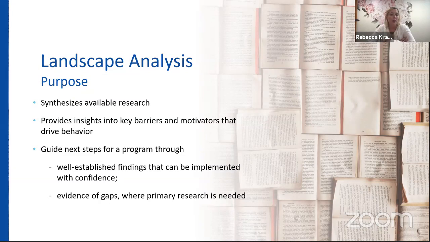So for example, we might find out that there's some well-established findings and no more research needs to be done. We can implement those things right away. But it also might show us that there's gaps in research, and that's where we will be conducting some primary research of our own through surveys or other means. Okay, next slide.